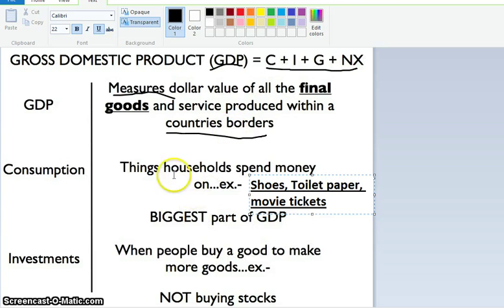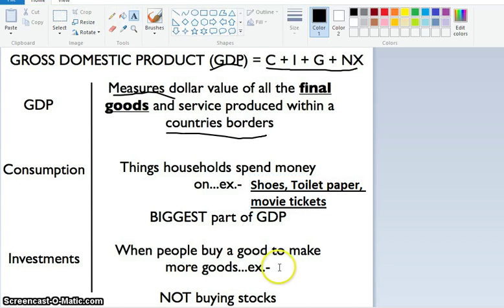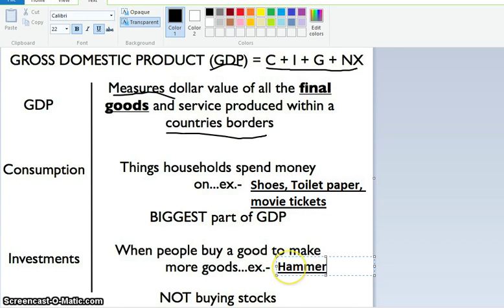So household spending here. Now, don't confuse household spending with investment spending, because these are goods that are more like a good to make more goods. What's a good that makes more goods? How about like a hammer? Or you might call those capital goods.